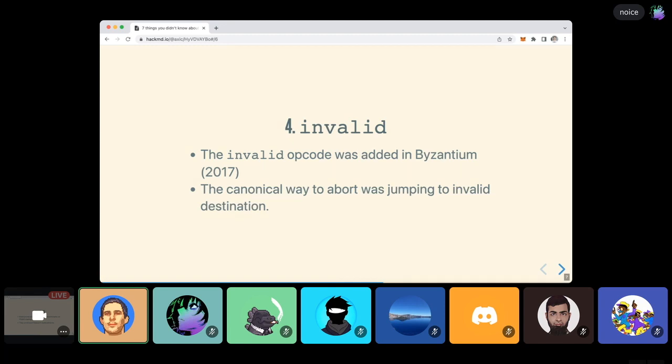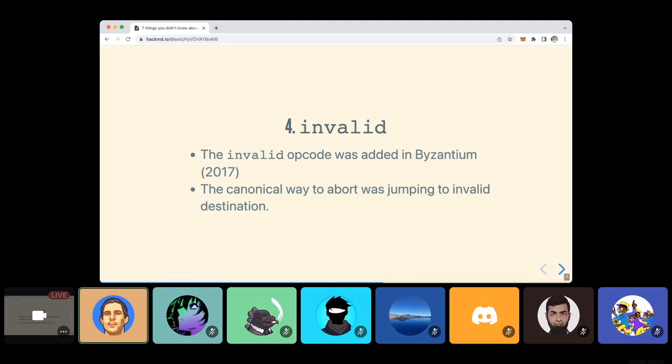This is a much simpler topic. The invalid opcode, which isn't actually an opcode, it is just an agreement that the FE byte will never be assigned. That was added in 2017. It was agreed in 2017.